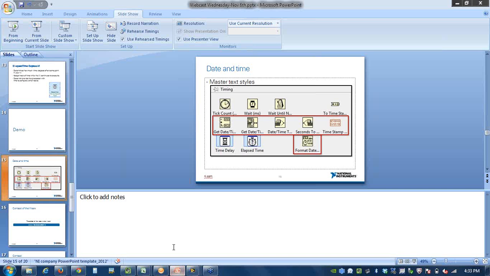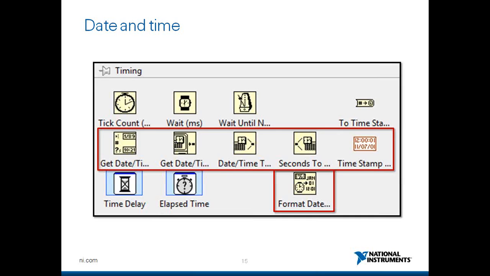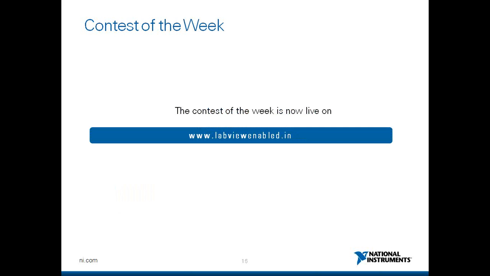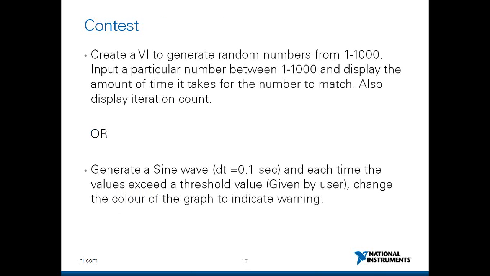Okay, so that was about today's webcast. Coming to the question of this week. We have two different questions depending on your level of comfort with LabVIEW. For people who are just starting off, please try the first question, which is: I want you to create a VI that generates random numbers between 1 and 1000. And as a user, you have to give a particular value between 1 and 1000. And you have to see the amount of time it takes to match that value, because random numbers are continuously varying from 1 to 1000. How much time it takes to match that number that you give. And I'm going to display that, as well as the iteration count.